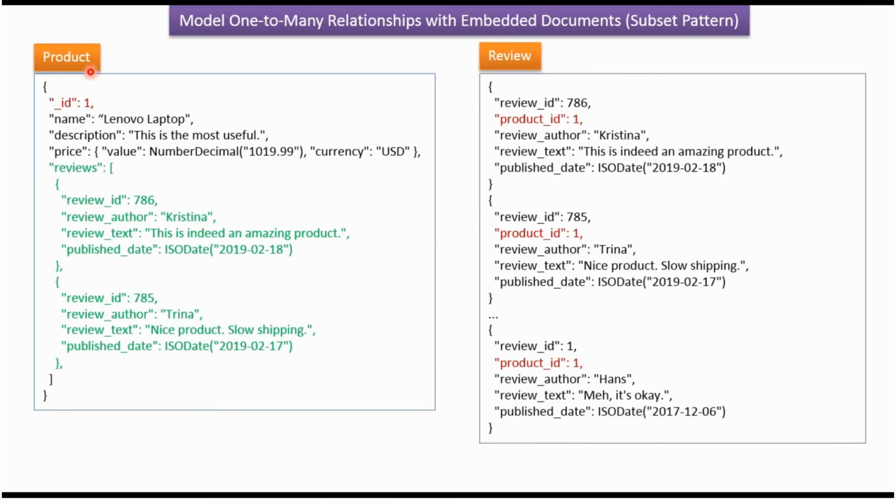The first one is the product collection, and the second one is the review collection. In the product collection, we can store product documents, and in the review collection, we can store review documents. The product document will have product information and only the top 10 reviews. And in the review collection, we can store all the related reviews of each product. And these two documents are related using the product ID.